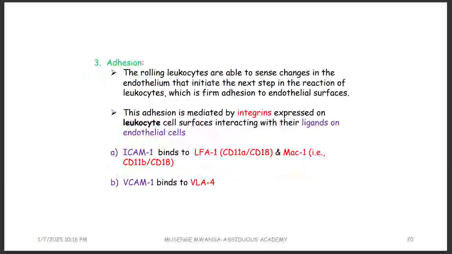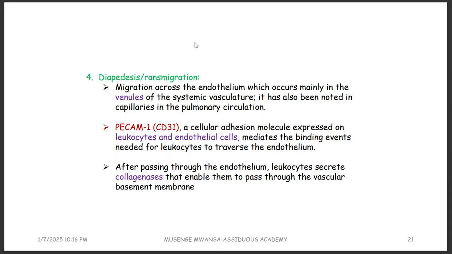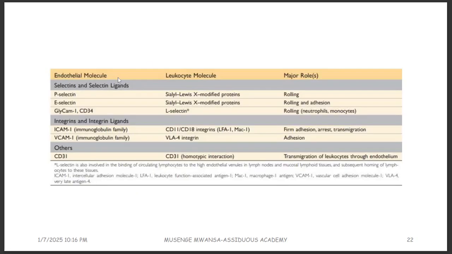So adhesion is you forming much stronger bonds, so that the white blood cell can fully attach to the endothelium and it will not be able to move. After that happens, the next step will be what is known as diapedesis, also known as transmigration. I forgot to write a T there. Transmigration is where the white blood cells are now passing.